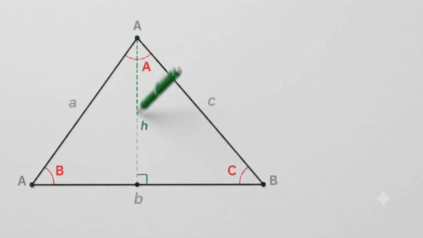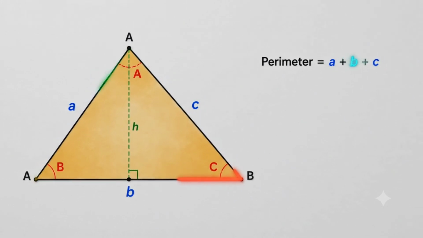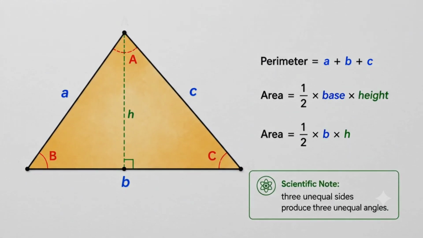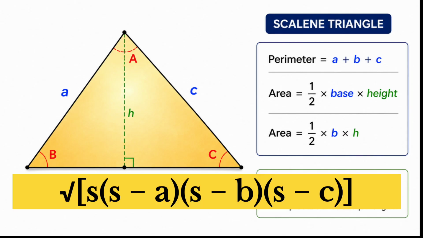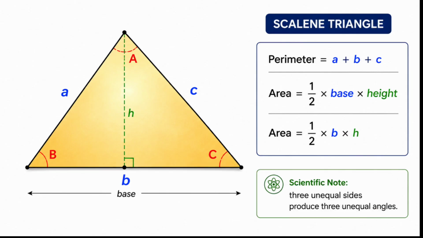If the sides are represented by A, B, and C, the perimeter is P equals A plus B plus C. Because the height is not always known, its area is usually calculated using Heron's formula. Area equals the square root of S times (S minus A) times (S minus B) times (S minus C), where S equals (A plus B plus C) over 2 is the semi-perimeter. This formula allows the area to be calculated using only the 3 side lengths.